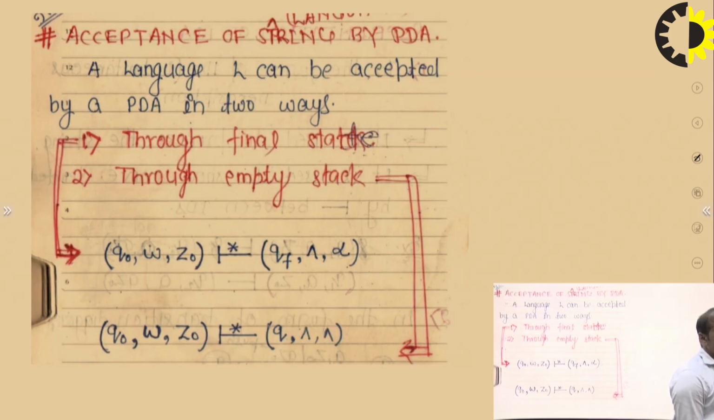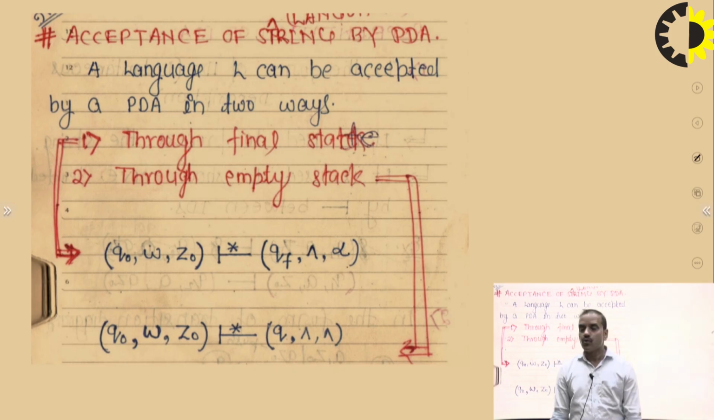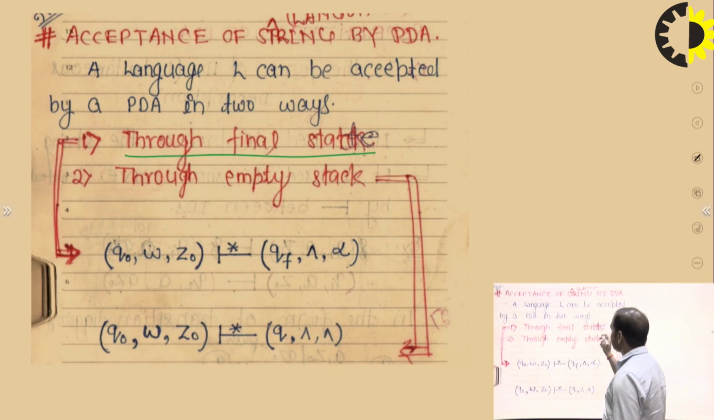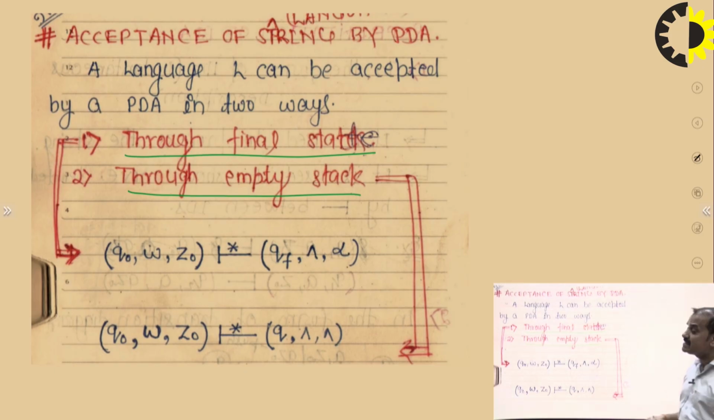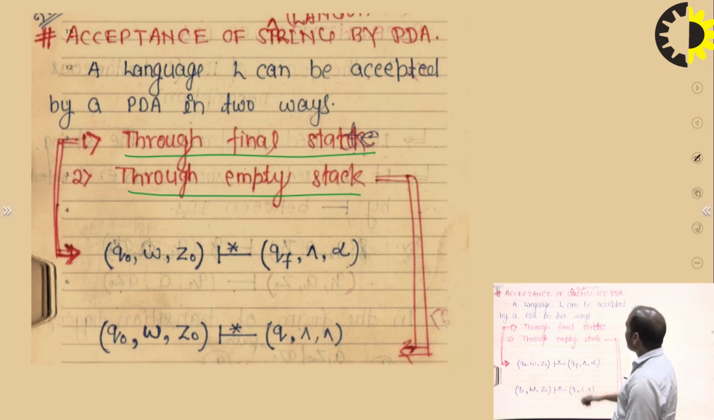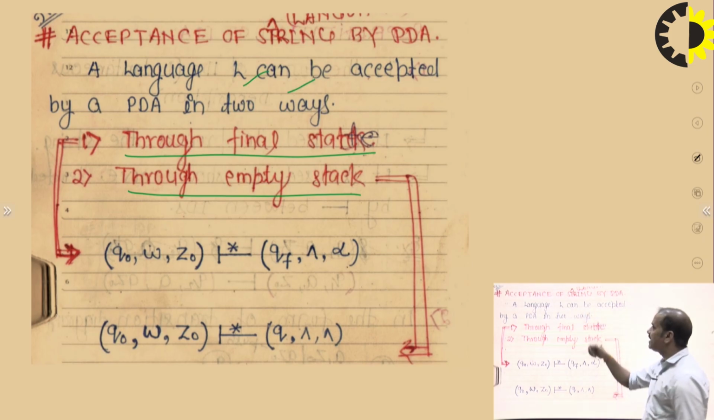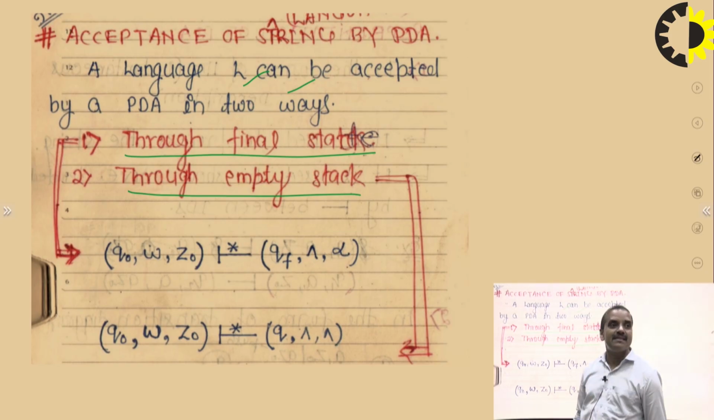The next one is how the machine accepts the given language. The first one is through final state, and the second one is through empty stack. Before going to this topic, we want to discuss what is meant by acceptance of a string. A language L can be accepted by a PDA in two ways. There are two methods to declare whether a language is accepted by the given PDA or not.